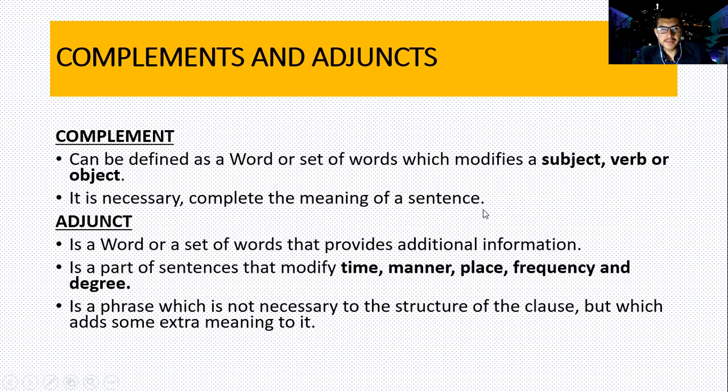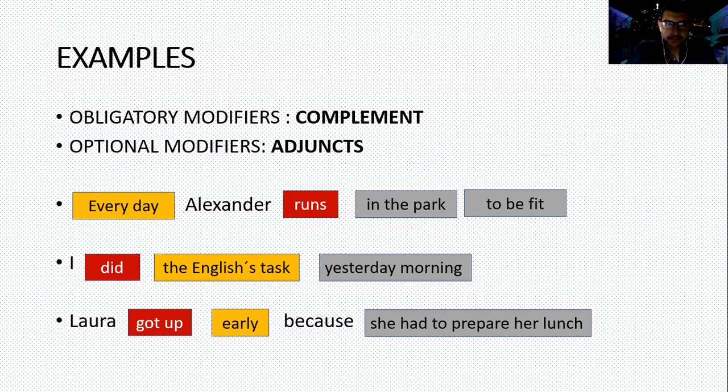Complements can be defined as a word which modifies subjects, verbs, or objects. It is necessary to complete the meaning of a sentence. An adjunct is a word or set of words that provides additional information. It is the part of a sentence that modifies time, manner, place, frequency, and degree. This part is not necessary to the structure of the clause, but adds some extra meaning to it.